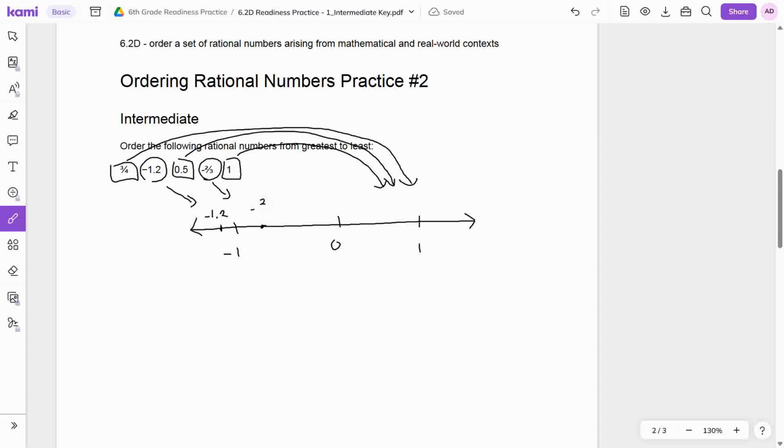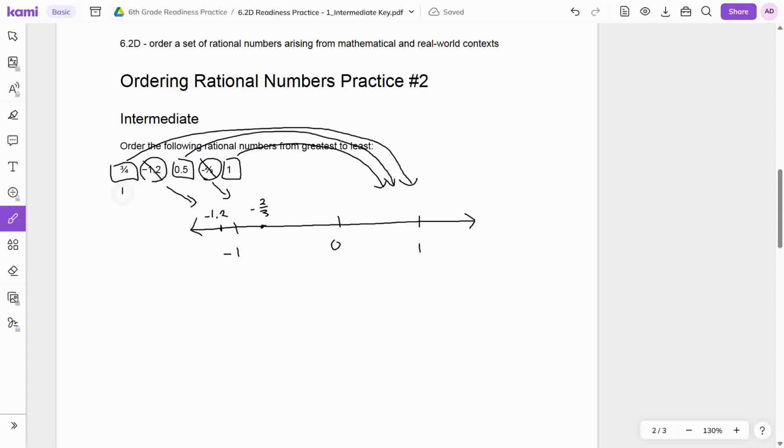So I didn't even necessarily need to change these because one was a whole number, one was a fraction between 1 and 0, which means that the whole number is automatically going to be larger, which means it's less because it's farther away from 0. So these two I already took care of.